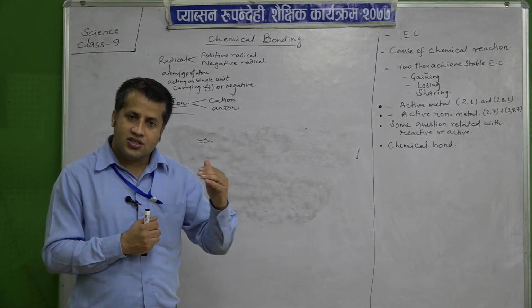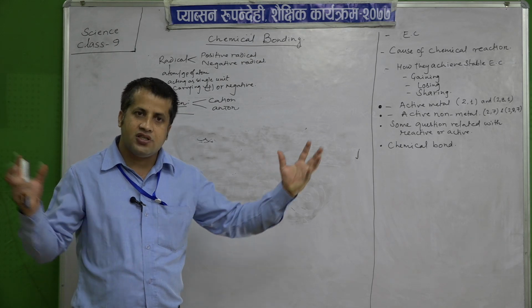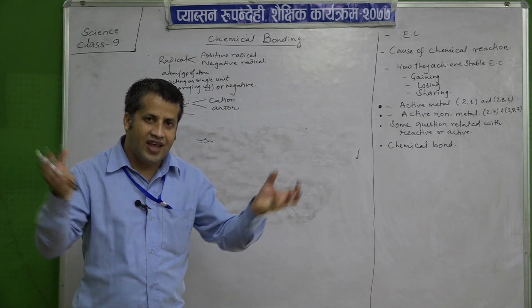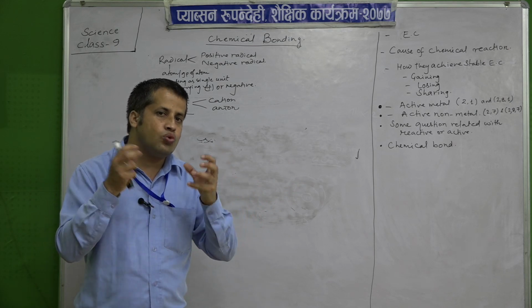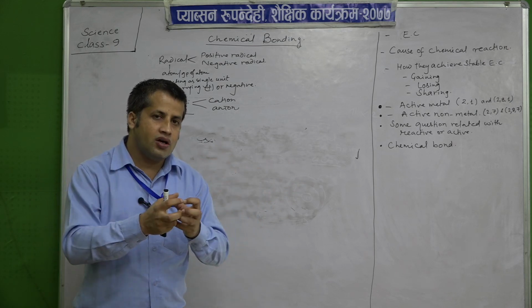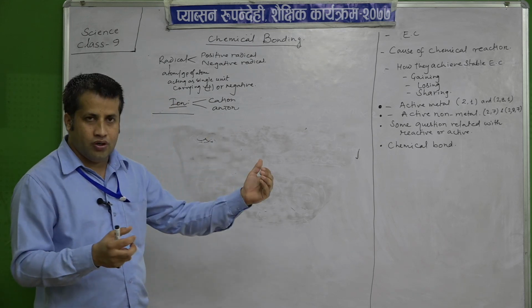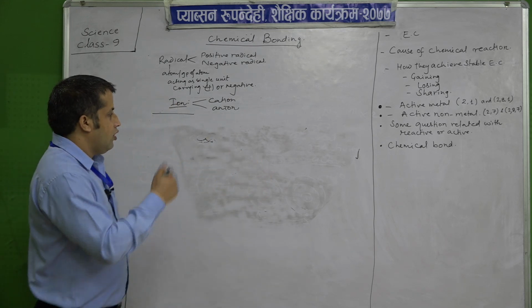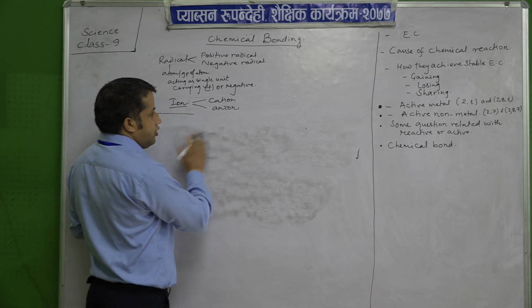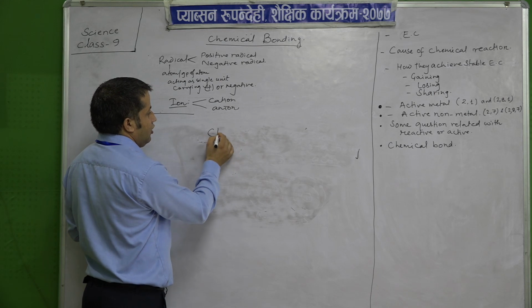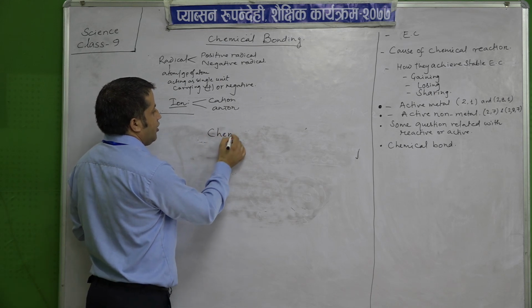Since they do not have a stable electron configuration, they will try to come closer to each other with a force, and that force which will keep two elements together, held together, is called chemical bond. Already we have discussed the chemical bond, you have understood. We will see in the next topic about that chemical bond.